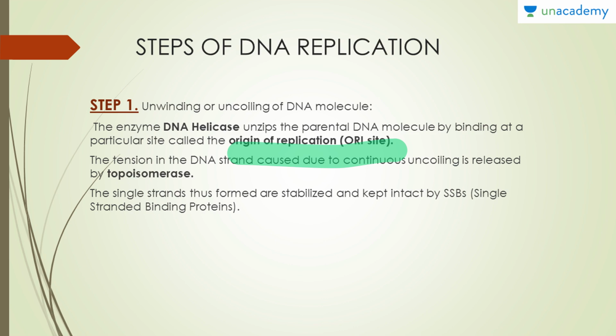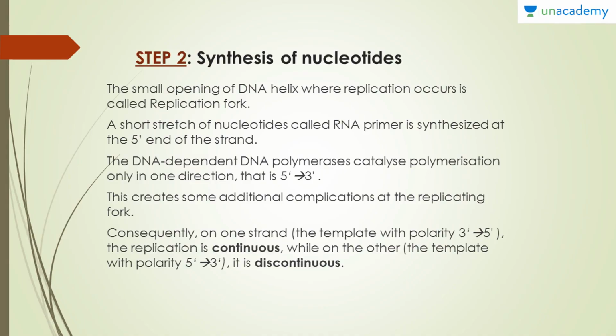This means that when the double DNA helix uncoils, tension is created in the front end due to more and more uncoiling. This tension is released by the enzyme topoisomerase. Next, to prevent further coiling of the DNA helix, the strands have to be kept intact, and this is done by single-stranded binding protein. Next is synthesis of nucleotide.